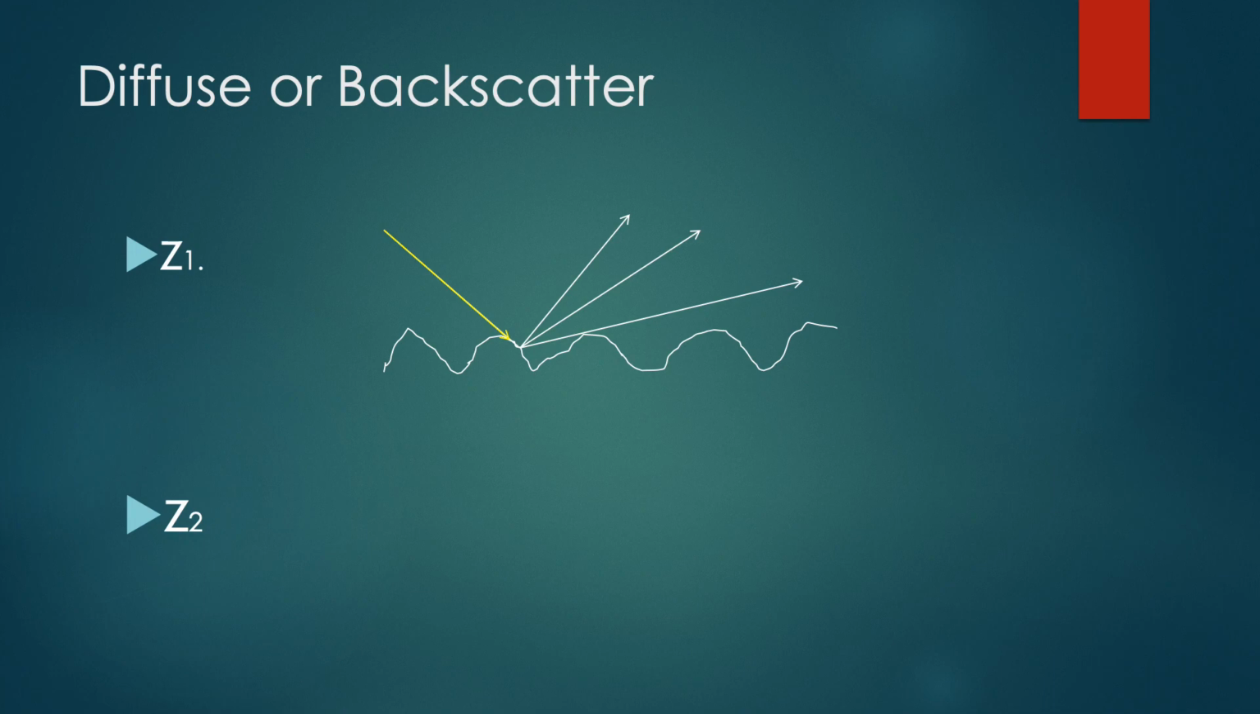Diffuse or backscatter is a type of reflection we will get with rough surfaces. What will be an example of a rough surface? Liver parenchyma, kidney parenchyma. We have to have a difference in acoustic impedance for reflection to occur. If the surface is rough, what kind of reflection will we have? You see, it's reflection going in so many different directions. That's called diffuse or backscatter.